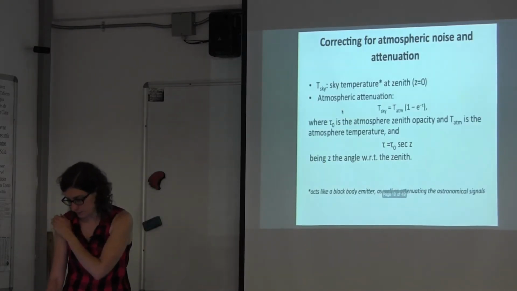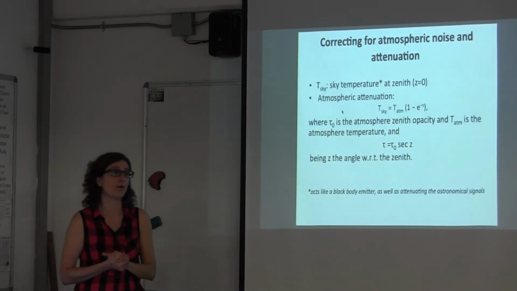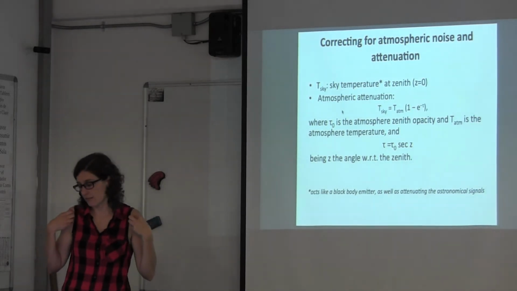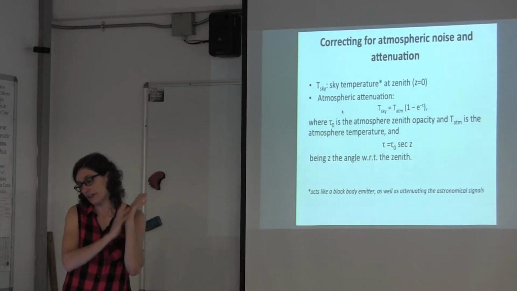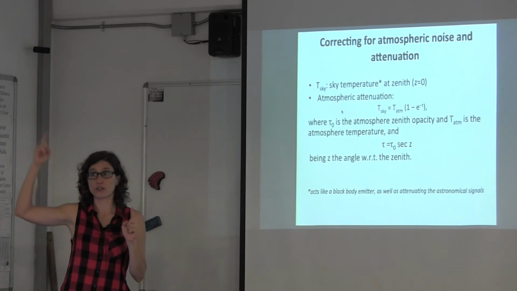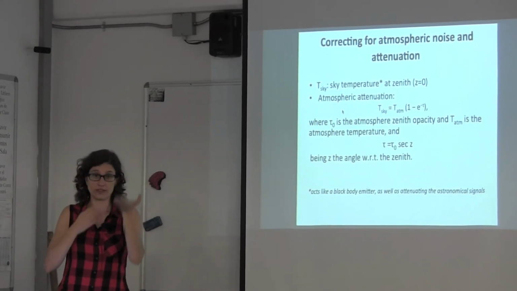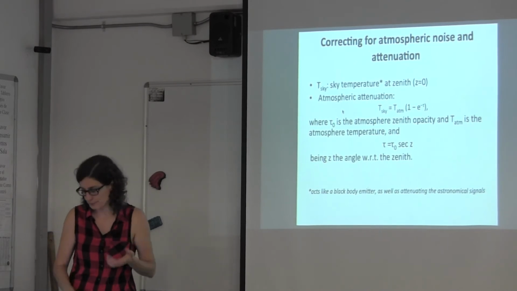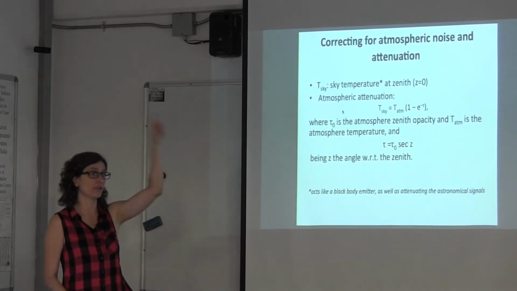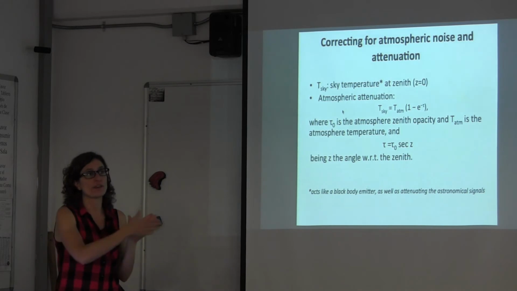Okay. So how do we correct for the atmosphere? Well, we model it, basically. It creates an attenuation in your source, and it also has its own temperature. So it's adding an extra temperature to the sky temperature that you are willing to measure. And also it depends on the elevation, so you will need to correct for that as your observations go.